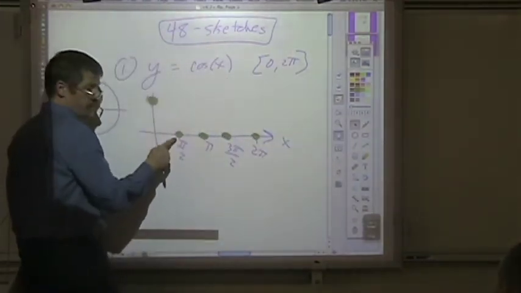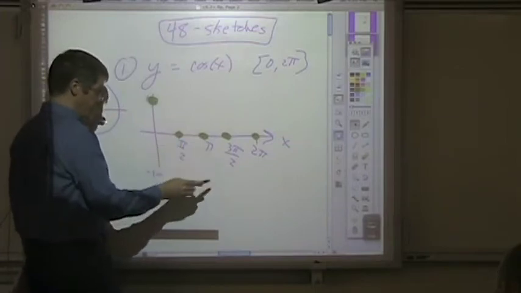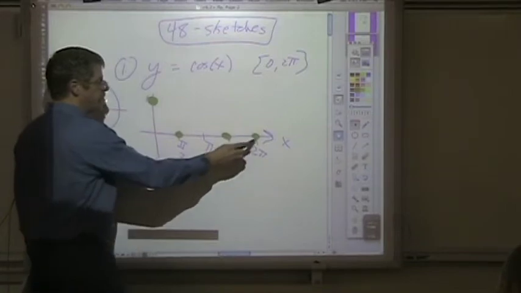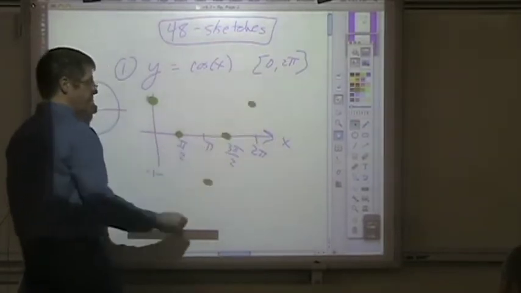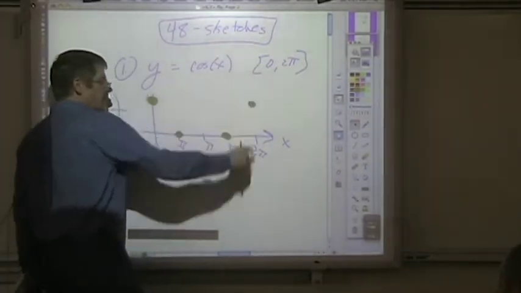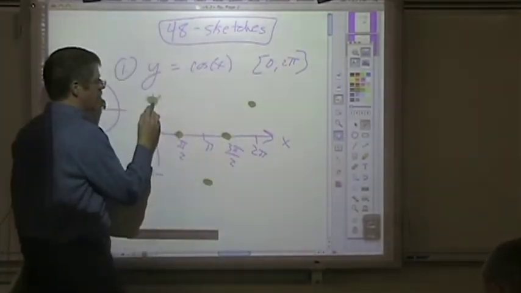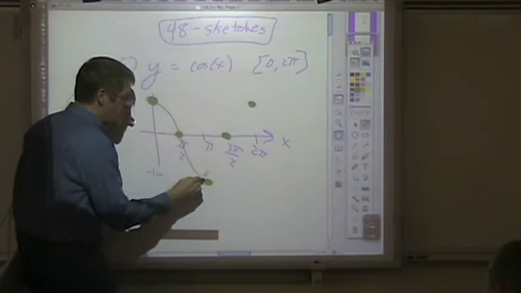How about pi over 2? 0. Pi? -1. -1 is correct. Cosine of 3 pi over 2? 2 pi? 1. You got it. So, instead of just going like an absolute value, down and up, watch the concavity on that, and we're just gonna go max, d mid, min, I mid, max.